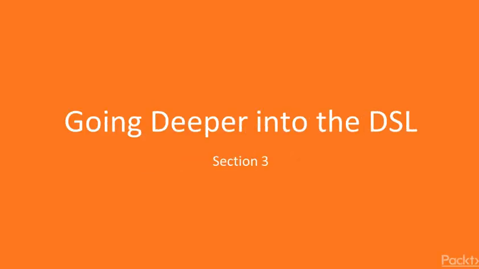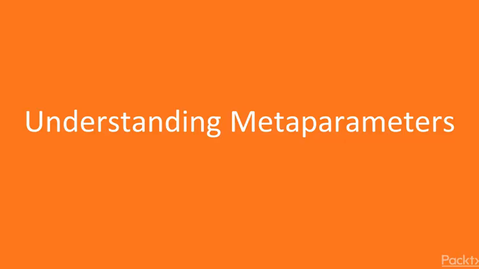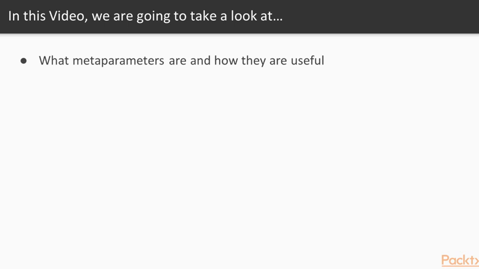Going deeper into the DSL, the domain-specific language of Puppet. In this section we will cover Puppet resource metaparameters, we will learn how to bring order into our manifests, and we cover the notification of services. Understanding metaparameters. In this video we are going to take a look at what metaparameters are and how they are useful.